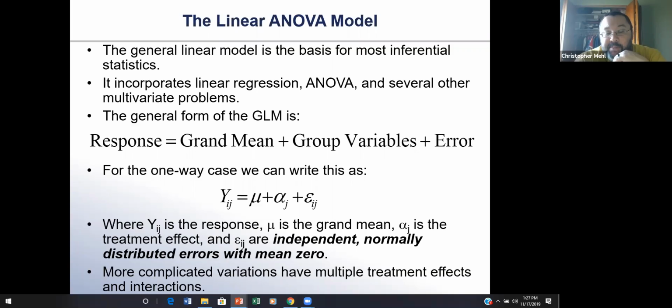Now, more complicated variations of this model will break down the alpha into multiple pieces. So this is a single treatment, a single group effect. You can break that down into different pieces. We might have two grouping effects, so you'd have an alpha_j and a beta_k in there, then your error term. You can also have interactions. In the same general linear model, we can model interactions between the different factors as well as their main effects. So all of this stems from this general model here.